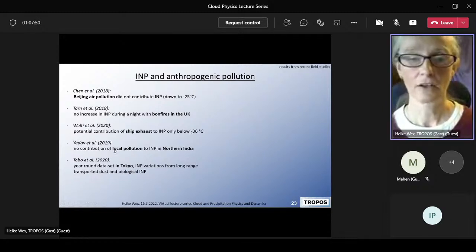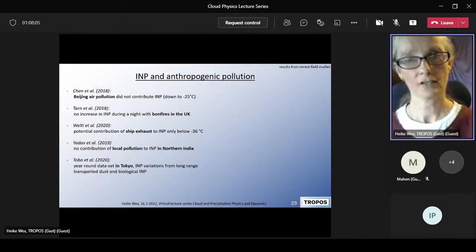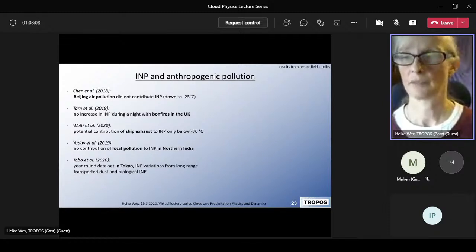Yadav found no contribution of INP from local pollution in northern India. That's from precipitation samples. Tobo et al. had a year-round data set in Tokyo and also found no anthropogenic contributions. They said variations they found came from long-range dust transport or from biological INP.